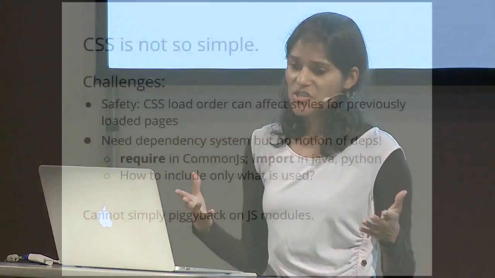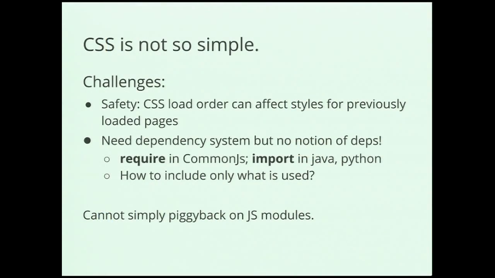So we're coming to the conclusion that CSS is not as simple. We have the safety challenge that I already mentioned. In addition, we know that we have a ton of shared code. We want a dependency system, but CSS doesn't have a notion of dependencies. And almost every other language seems to have this. And this is require in CommonJS or import in Java and Python. So how do we depend on what we need? And how do we depend only on what we need?